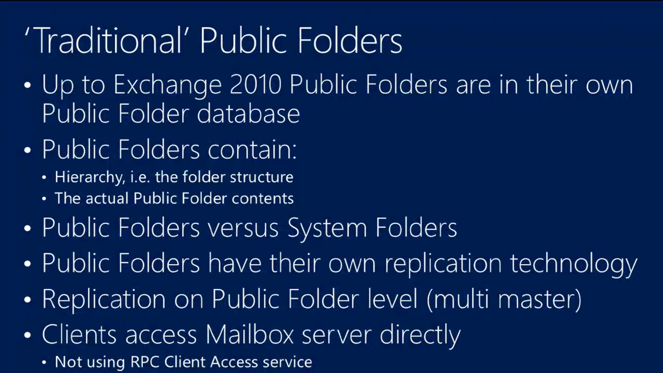Public folders had their own replication technology, so messages that were put in a public folder on one server were replicated in their own manner to another server. And they were multi-master. So if you had two servers covering the same public folder, user A in location A could publish a message in that public folder. At the same time, user B would publish a message on server B. That's a big difference. And client access was always directly to the Mailbox server in 2003, 2007, but also in 2010.